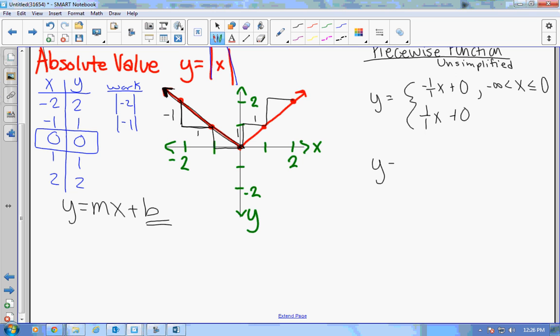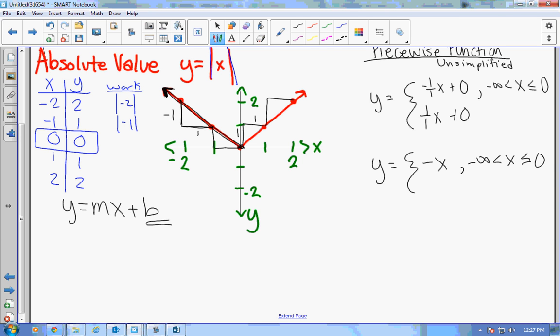The piecewise function then would be, in the 2 pieces, -1 divided by 1 is just -1. So -1x. Do I need to put plus 0? Is there any reason to write plus 0? No. So we'll just put that on the domain -infinity is less than x, which is less than or equal to 0.